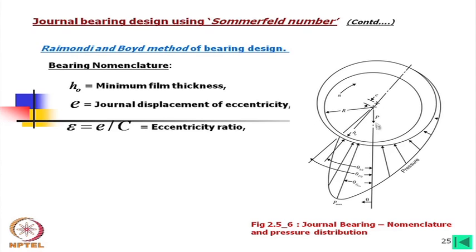We are applying the load in these directions. So, we have to find out all such angles. F is the load acting on a single bearing, this is actually F, not P. P we have considered for pressure, so this is F.